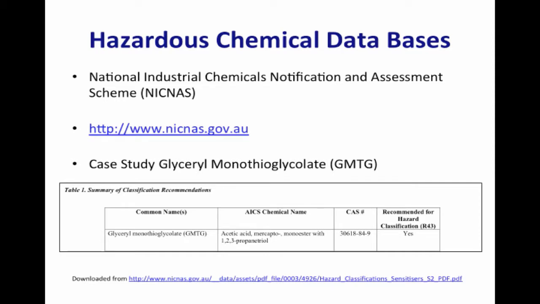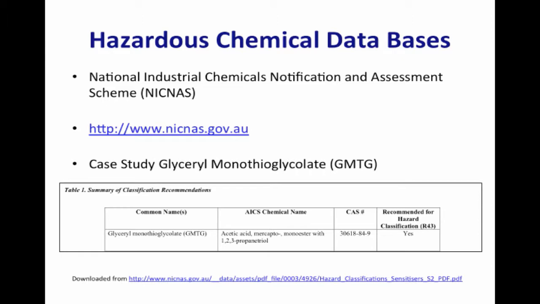In addition to the resources provided through the REACH system and the globally harmonised system, in Australia we have the resources of chemical databases which can be utilised to gain information about hazardous chemicals. One of these is the National Industrial Chemicals Notification and Assessment Scheme, which is fondly known as NICNAS. Now, I've put the URL for NICNAS on the PowerPoint presentation, and I'd encourage you to have a look at NICNAS and see what it has to offer.